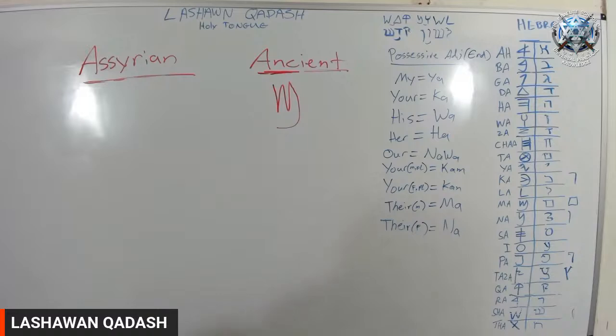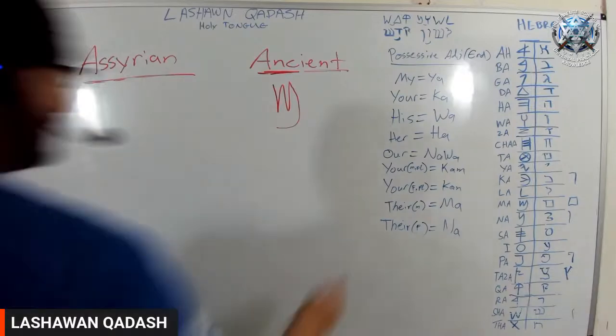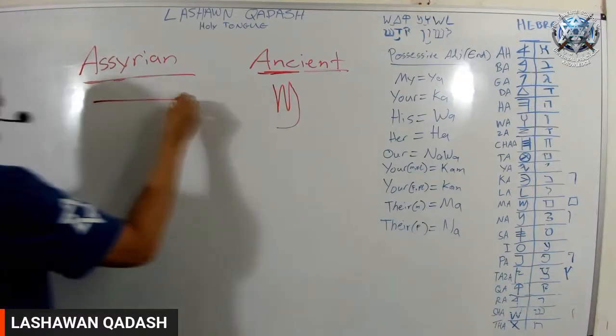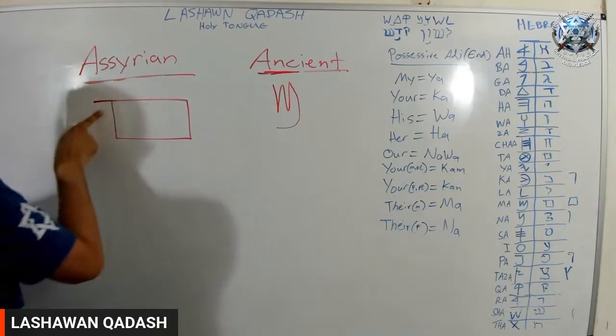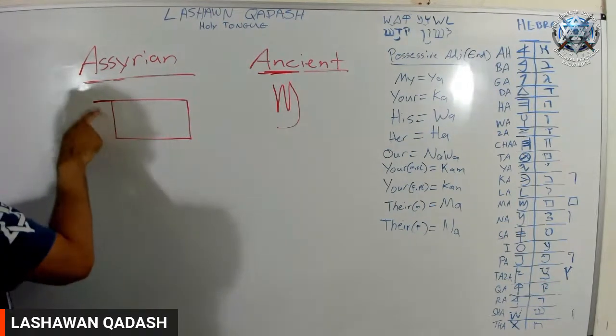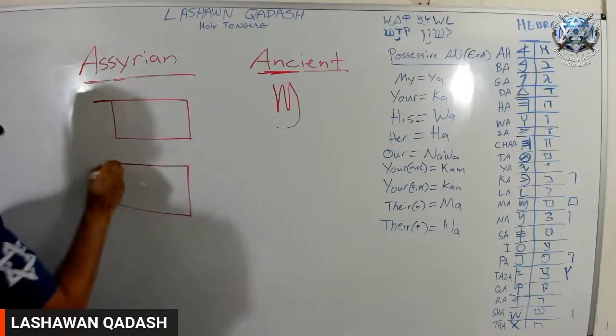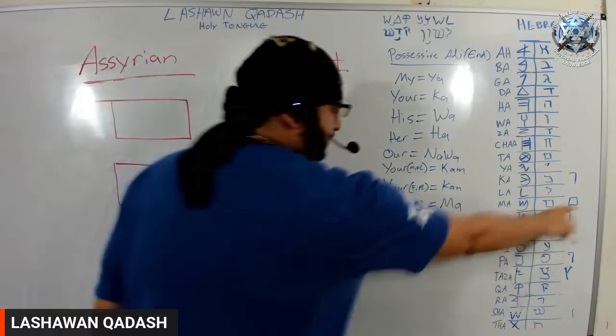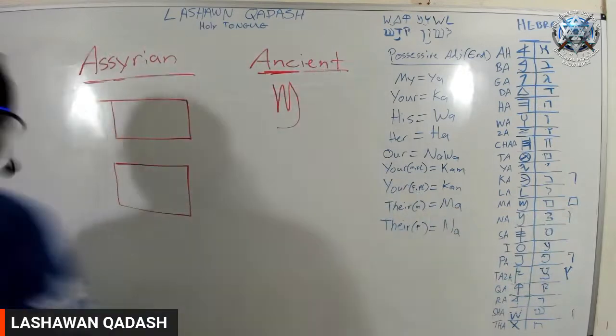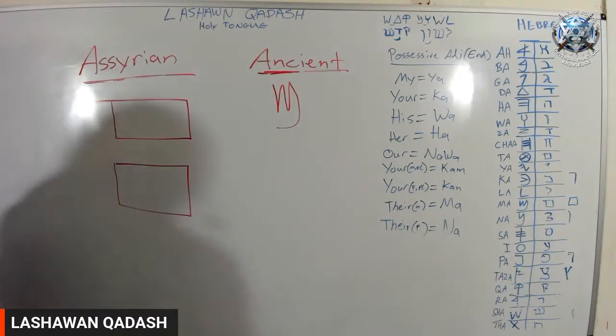Let me help you out, because this one's actually here. Let me see. So Ma, the Assyrian, is almost like a rectangle, but with a handle. But there's also a rectangle without the handle for the end variant. Yeah. The thing is, though, where's the eraser at?